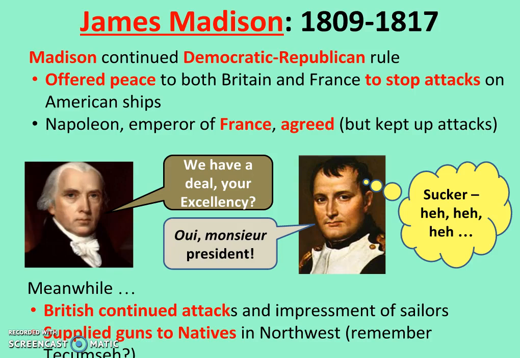Then we had James Madison from 1809 to 1817. So Madison is continuing the Democratic Republican rule of Thomas Jefferson, and I mentioned that Britain and France are both attacking American ships. That was what the Embargo Act was over. Well, James Madison sends a peace initiative to both Britain and France, and he says, whichever of you will leave us alone and quit attacking us, we'll make peace with you.